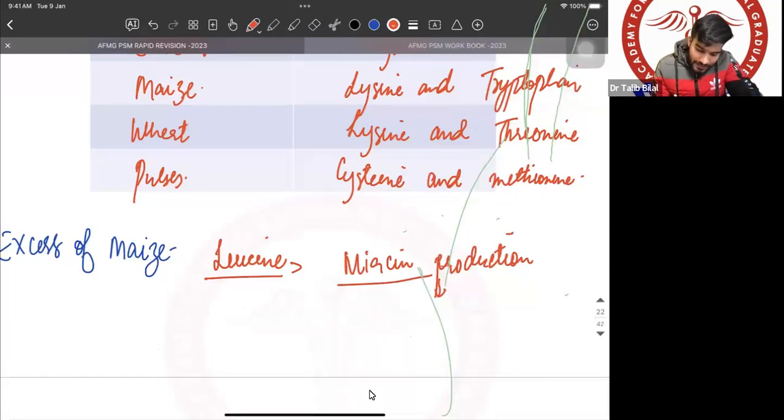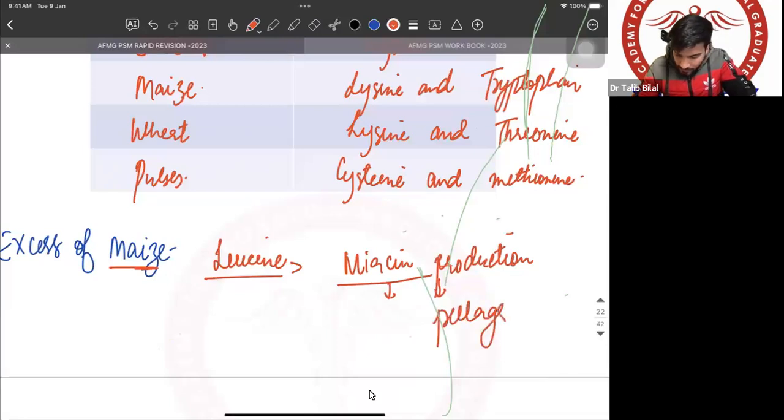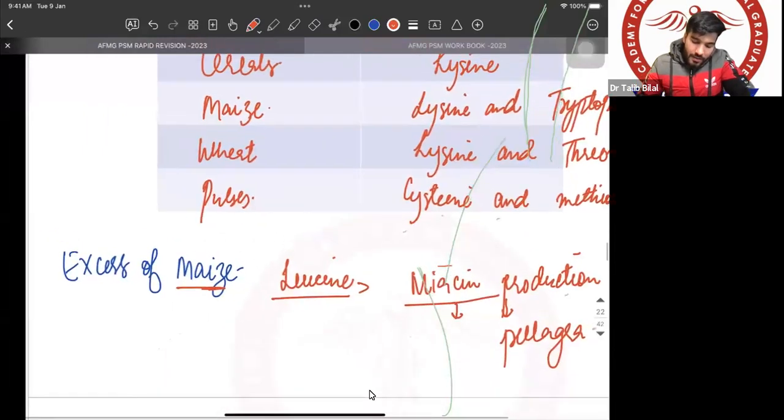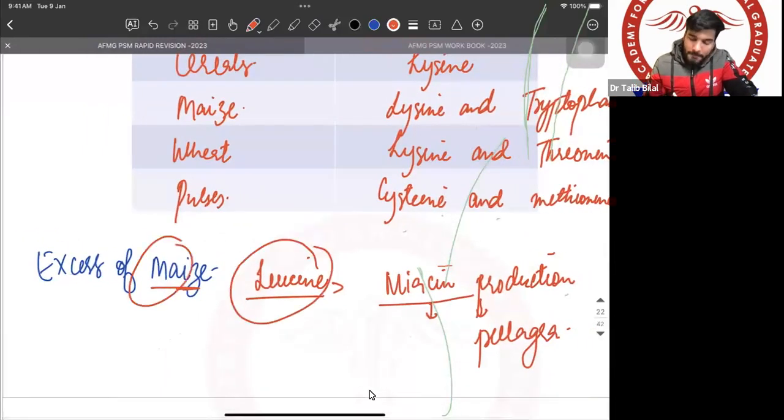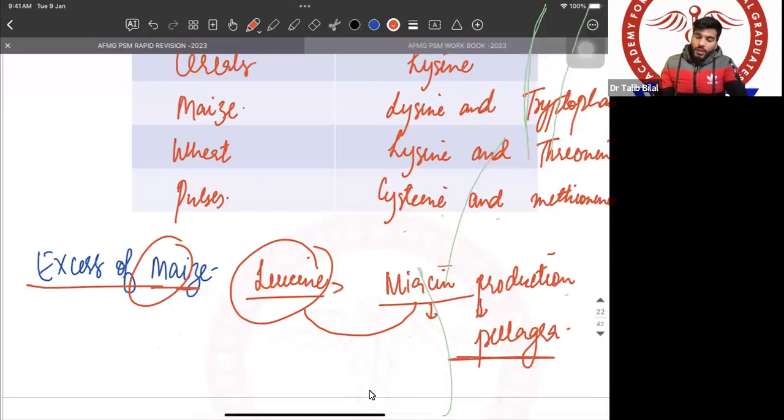So can I say excess of maize, while interfering in niacin production, can also cause pellagra? In case a twisted question comes, remember, guys, leucine is more in maize, and this leucine interferes with the production of niacin via tryptophan. If a patient is taking excessive maize, there can also be pellagra. How? Due to the interference of niacin production. Are you getting my point?